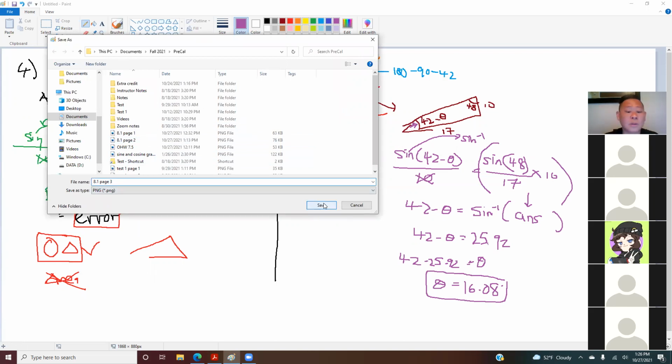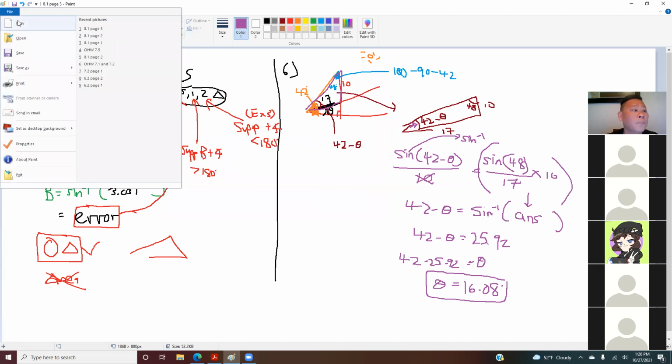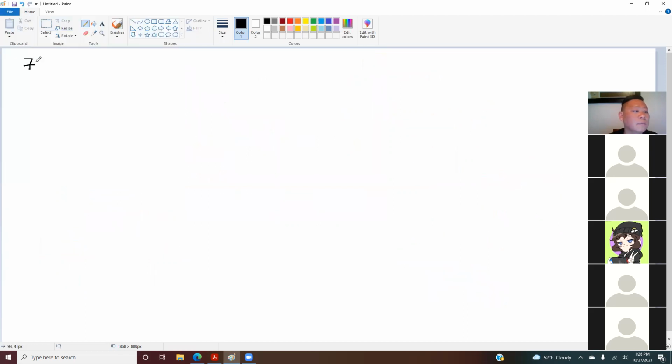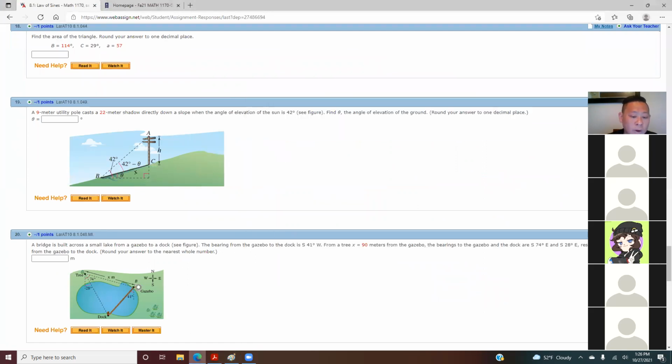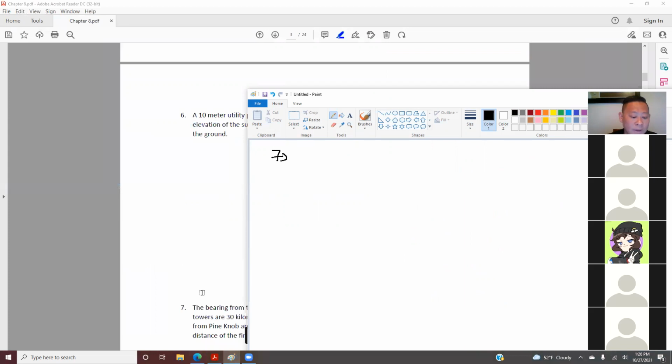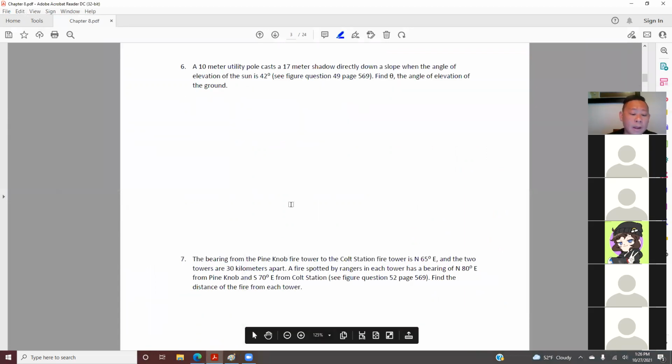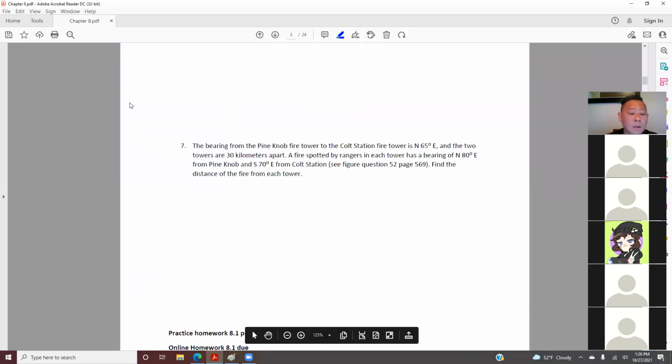I'm going to do the last one now. It's number 7, another word problem. It's very similar to this one actually. Oh no, it's a bearing. Sorry, my bad. So, a bearing.